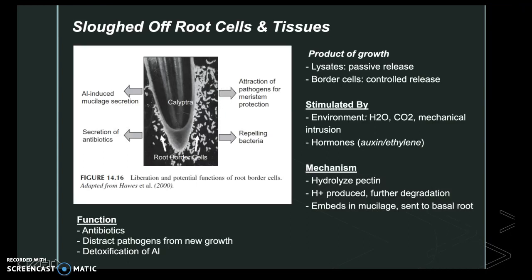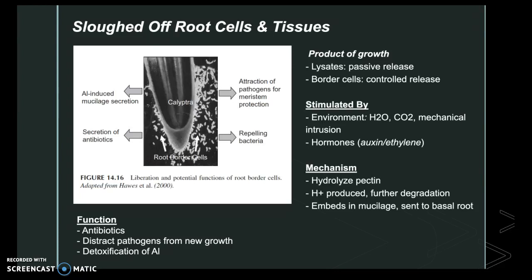A byproduct of normal root growth and development, root cells and tissues are released into the rhizosphere. Cells that are passively released during root turnover or damage are referred to as lysates. Cells that derive from the calyptra and undergo a controlled release are known as border cells.